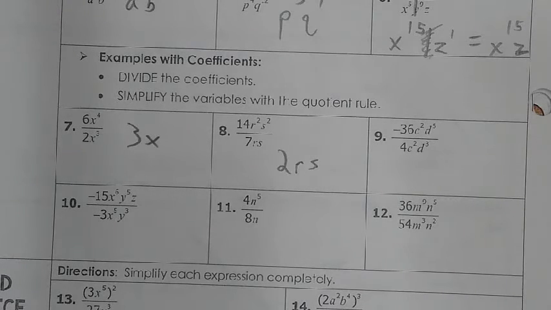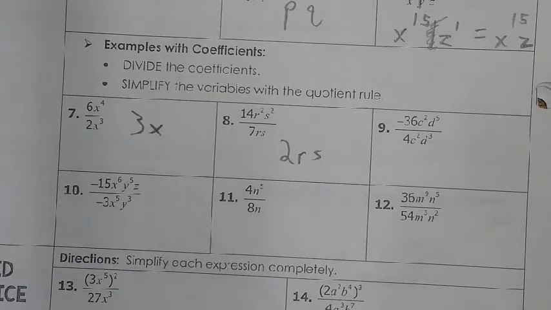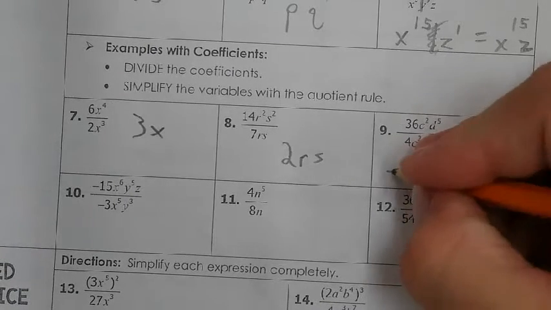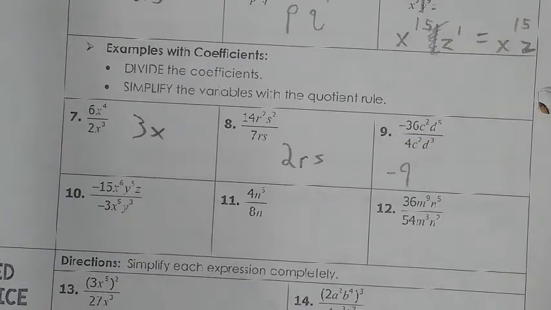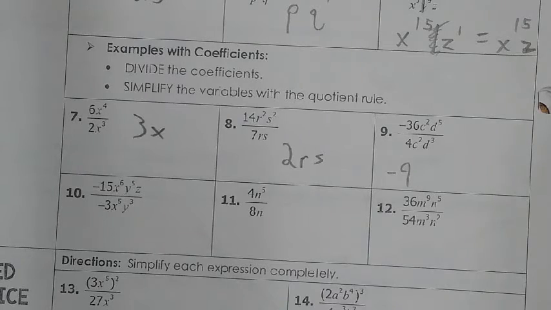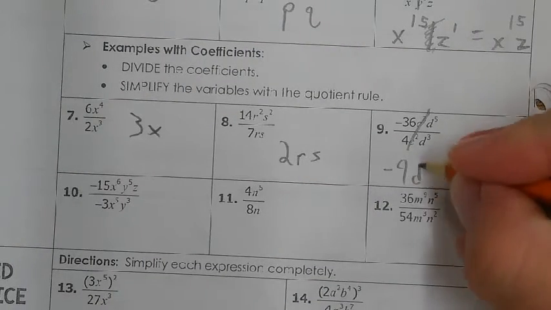All right, number 9. Anybody got a guess on number 9? Negative 40. Because you minus. Oh, wait, never mind. It would be negative 9. Okay, negative 9. What would happen to our c's? They just go away. Yeah, they just cancel out. Then d to the second power.